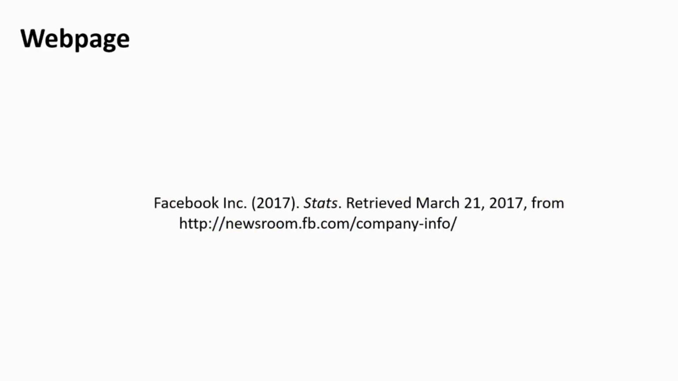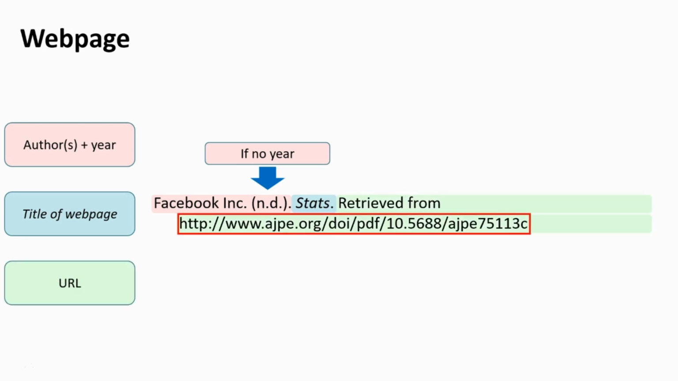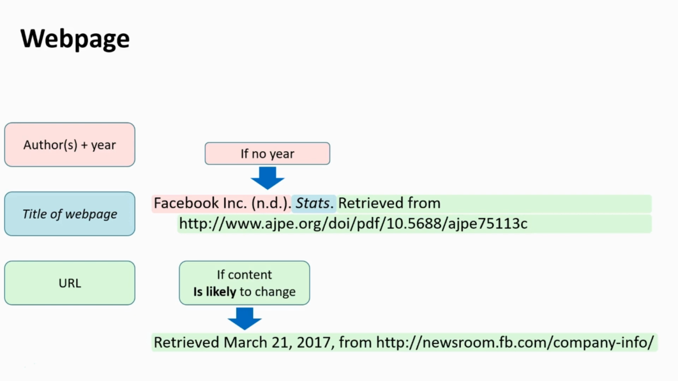For a web page, start with the owner of the website, or the author's surname and initial, and the year. If there's no year, you can use ND in the brackets, meaning no date. Then the title of the web page in italics. Lastly, put retrieved from and the full URL of the page you are on. If the web page content is likely to change, include the retrieval date.